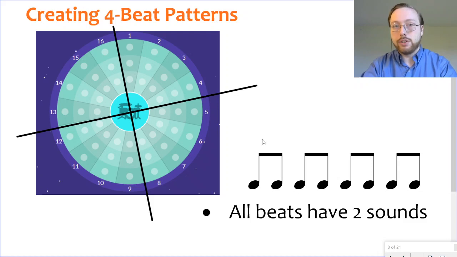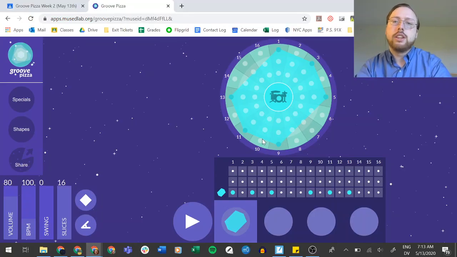All beats have 2 sounds. Let's try clapping and speaking this rhythm. Ready, go. Ti, ti, ti, ti, ti, ti, ti, ti. Let's look at group pizza. If all of the beats have 2 sounds, do you have a prediction about what the shape's going to look like?